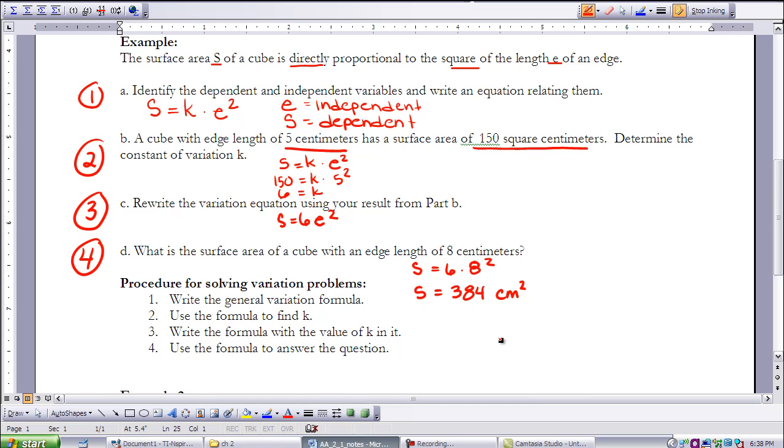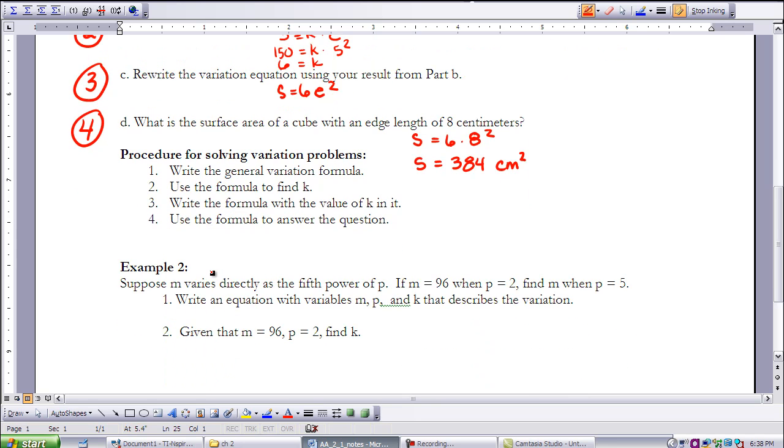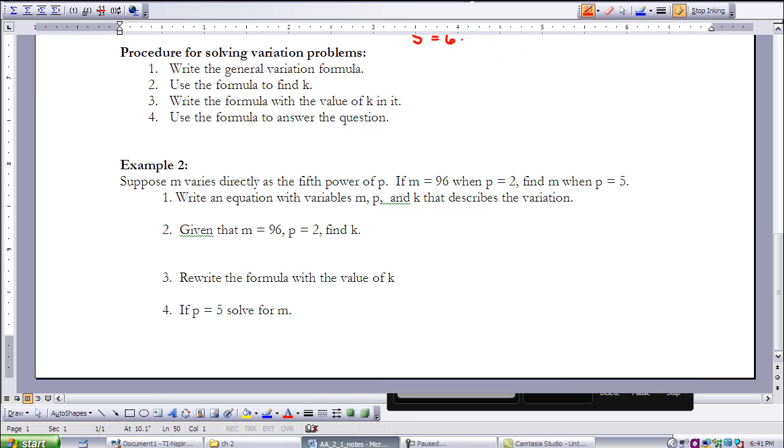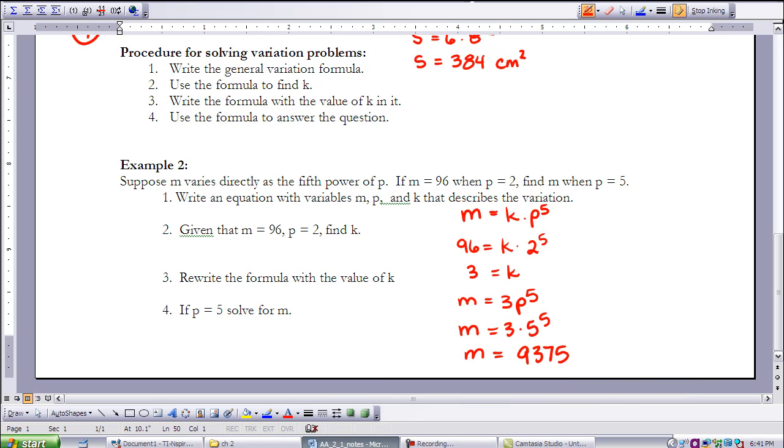I'd like you to stop the video at this time and work through the next example, example 2, at the bottom of your page. Let's see how you did with example 2. First question, write an equation with variables m, p, and k that describes the variation. Suppose m varies directly as the fifth power of p. If m equals 96 when p equals 2, find m when p equals 5.